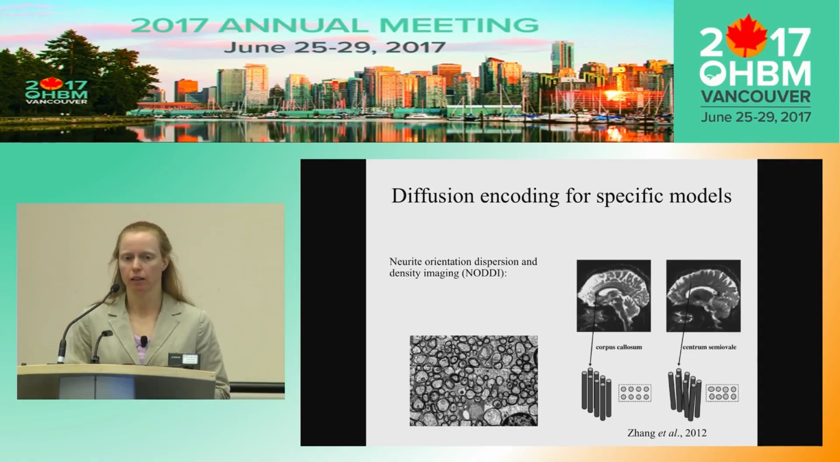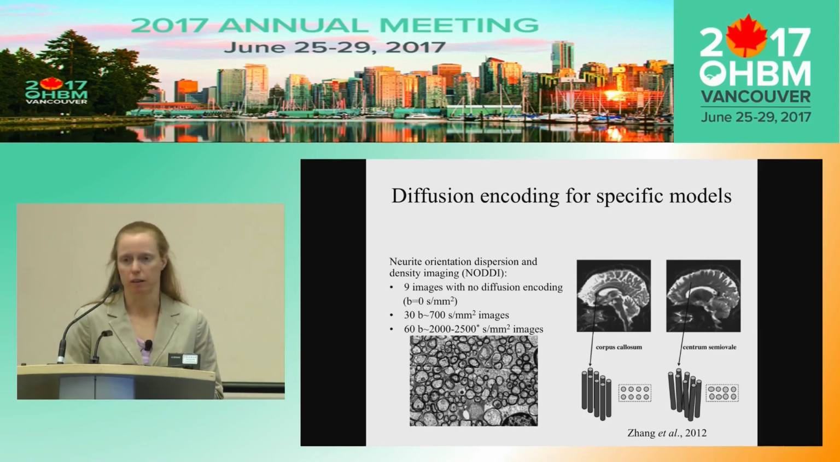So that was high angular resolution diffusion imaging in general. There are a lot of specific models in diffusion imaging that you'll see later today. And one of them, NODDI, allows you to estimate microstructural compartment sizes and orientation dispersion of fibers. And when you look at these models, there's often an optimal acquisition specifically for them. For NODDI, it comes out pretty similar to that high angular resolution diffusion scan protocol that I just showed you.